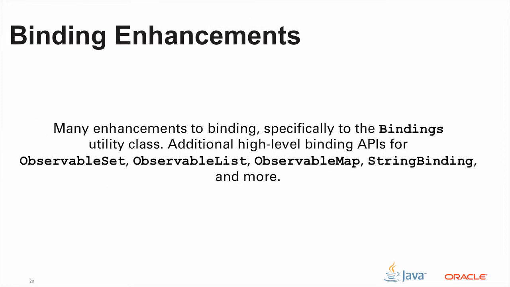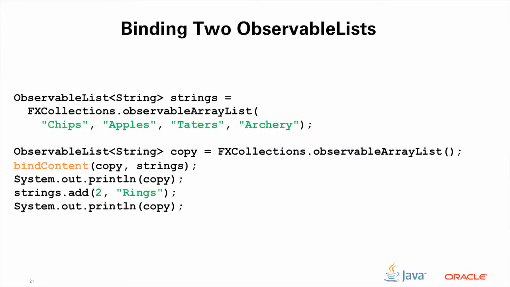There are also some binding enhancements. Binding is where we can keep, the biggest use case for that is to be able to keep the attributes of the UI and a model in sync. So there are some enhancements to binding. For example, we can bind two observable lists together and keep them bound by using a new method called bind content of the bindings class.